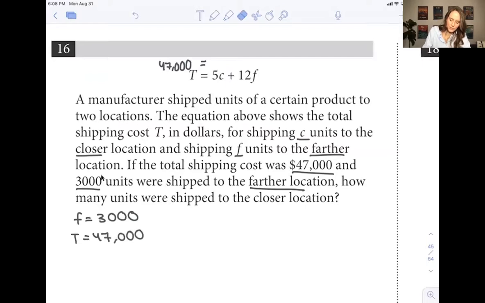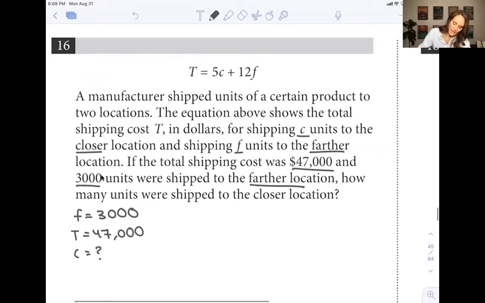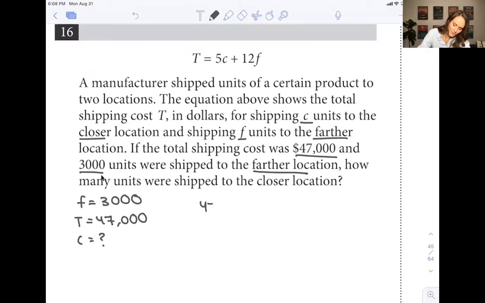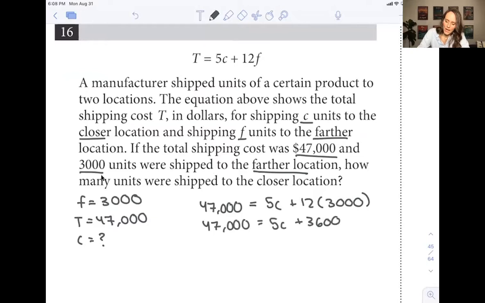I'll actually just do the equation down here. How many units were shipped to the closer location? What does C equal? So we're just going to say that 47,000 equals 5C plus 12 times 3,000. So 47,000 equals 5C plus 36,000.